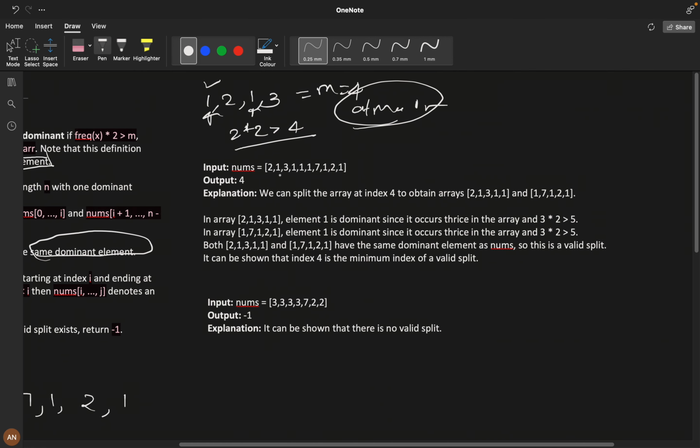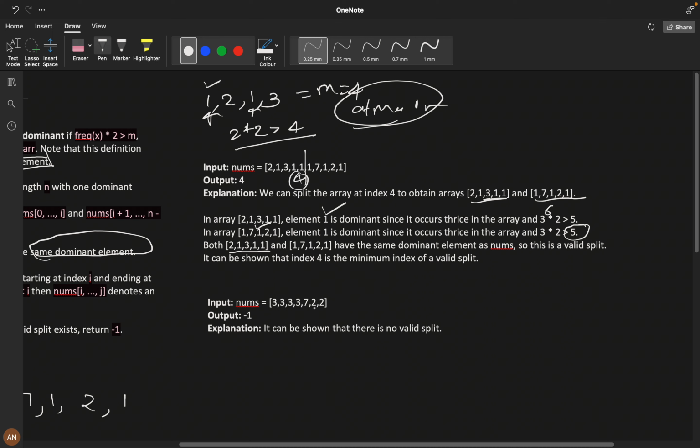Suppose if you see this example, we can split the array at index 4 to obtain 2, 1, 3, 1, 1 and 1, 7, 1, 2, 1. Here 1 is our dominant element and it is occurring 3 times. So 3 into 2 is 6. 6 is greater than the size 5. And here the dominant element is 1 and it is occurring 3 times. It is greater than 5. So we can say that we can split the array at this index. So the minimum index would be 4.